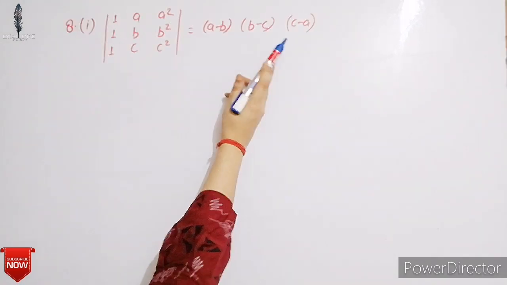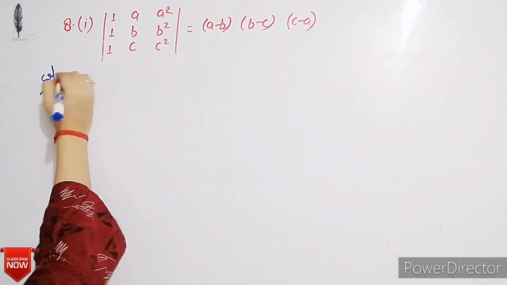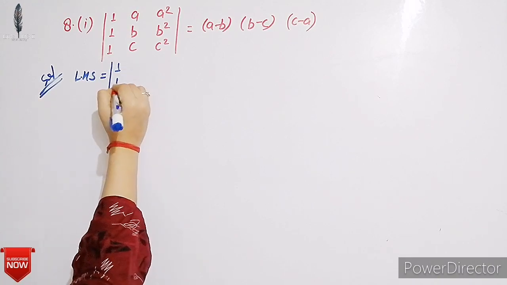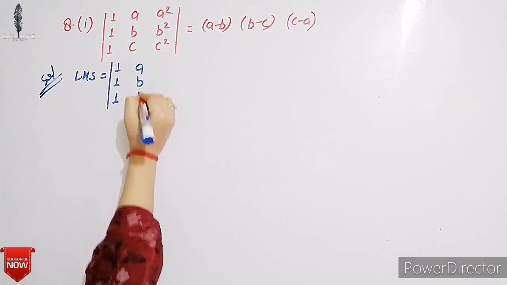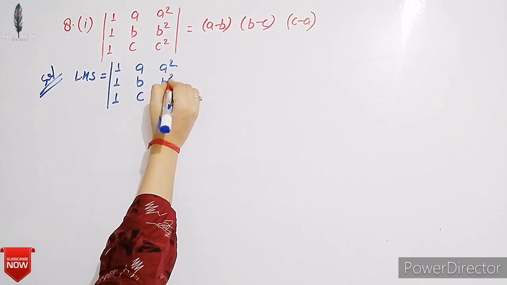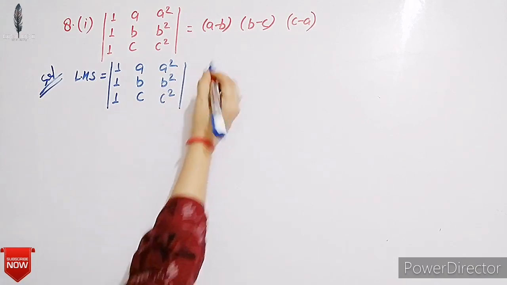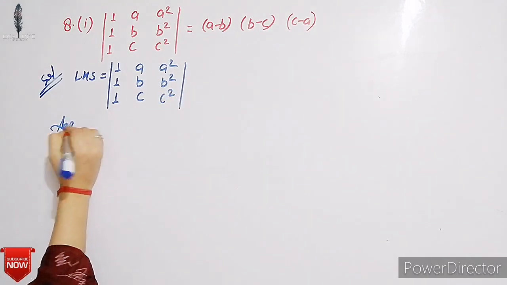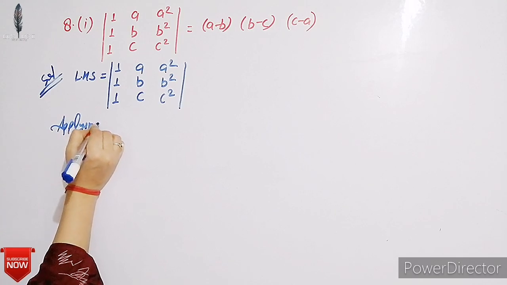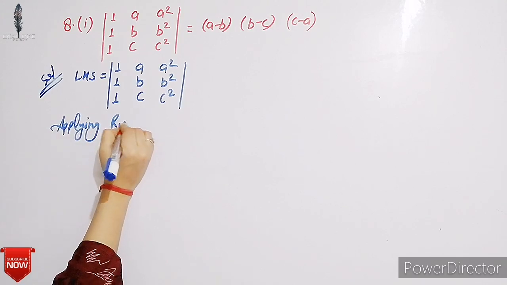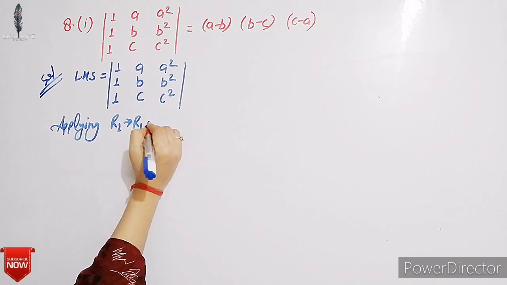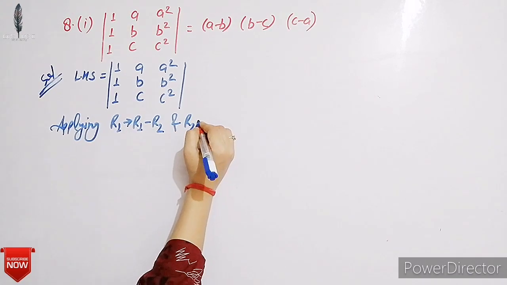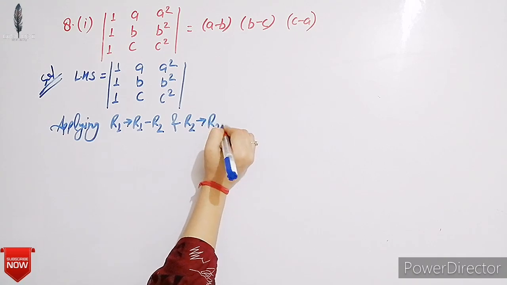Question number 8, first part. Here we have to prove that it is equal to A minus B, B minus C, C minus A. So here LHS part is equal to 1, 1, 1, A, B, C, A square, B square, C square. Easily we get A minus B, B minus C by subtracting these. So applying the change, R1 is such that R1 minus R2 and R2 is such that R2 minus R3.